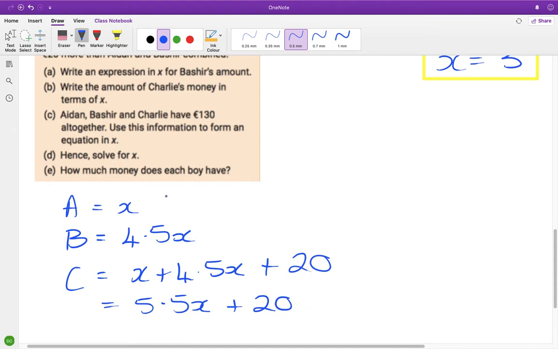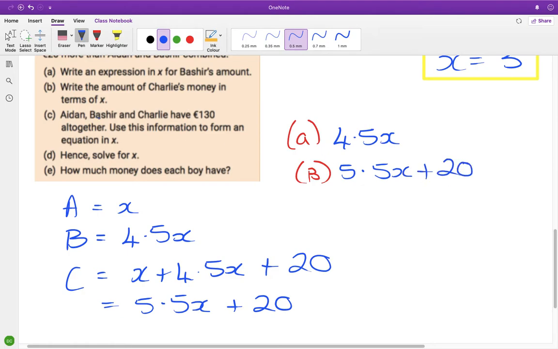Okay, so A, write an expression for Bashir's amount of money. I have that there, 4.5x. Write an amount of Charlie's money in terms of x. Have that done as well. Charlie is 5.5x plus 20. Aidan, Bashir and Charlie have 130 euro altogether. Use this information to form an equation.